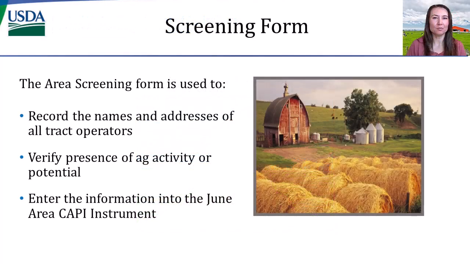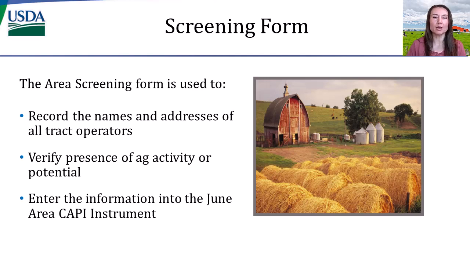The Area Screening Form is used to record the names and addresses of all tract operators, as well as verify the presence of agricultural activity or potential. Do not assume that a tract is either ag or non-ag simply by observation or any assumption about the $1,000 sales rule. Be sure to follow the screening questions.